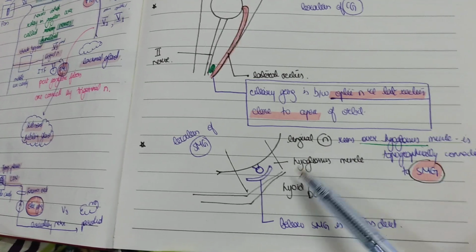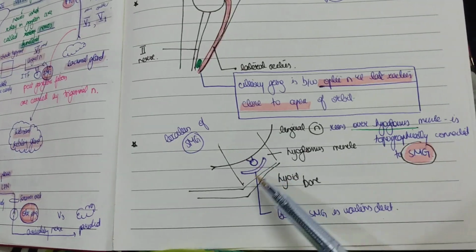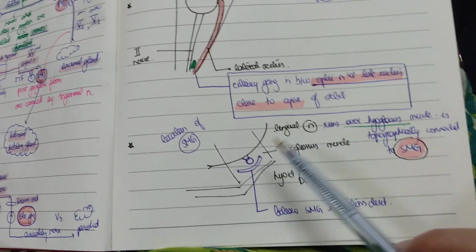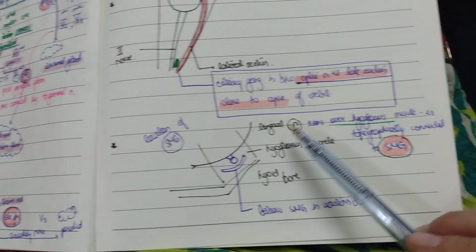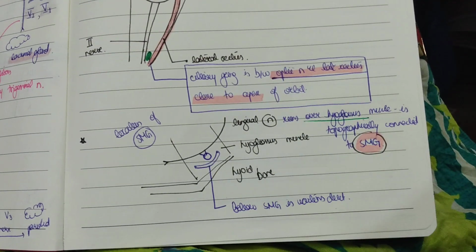As far as the location of the submandibular ganglion is concerned, we have the hyoid bone, and from the hyoid bone the hyoglossus muscle is emerging. It is a muscle of the tongue, and over the hyoglossus muscle we have the lingual nerve, which runs over the hyoglossus muscle and is topographically connected to this submandibular ganglion.